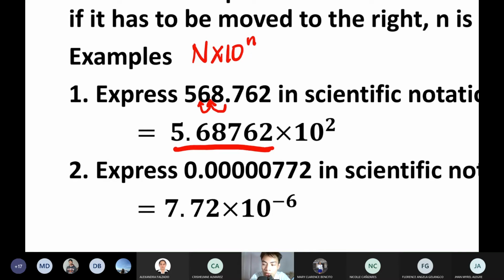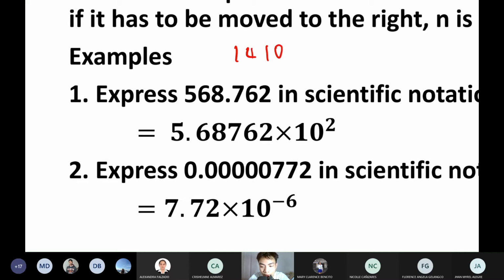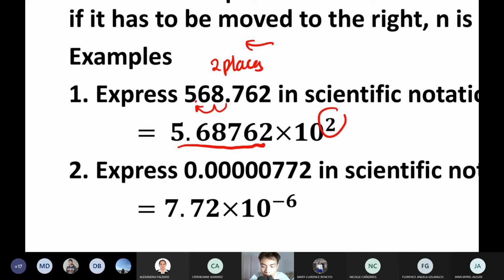Again, you begin with your number. Ito yung number natin. You check kung saan mo pwede ilagay yung decimal point na makakuha ka ng numbers between 1 to 10. Okay? So, hanap ka ng position ng decimal point na pasok sa criteria for the coefficient. So, dito yon, isa, dalawa. So, I will get this coefficient now. And then, since I move 2 places to the left, my exponent is positive 2. Ayun.